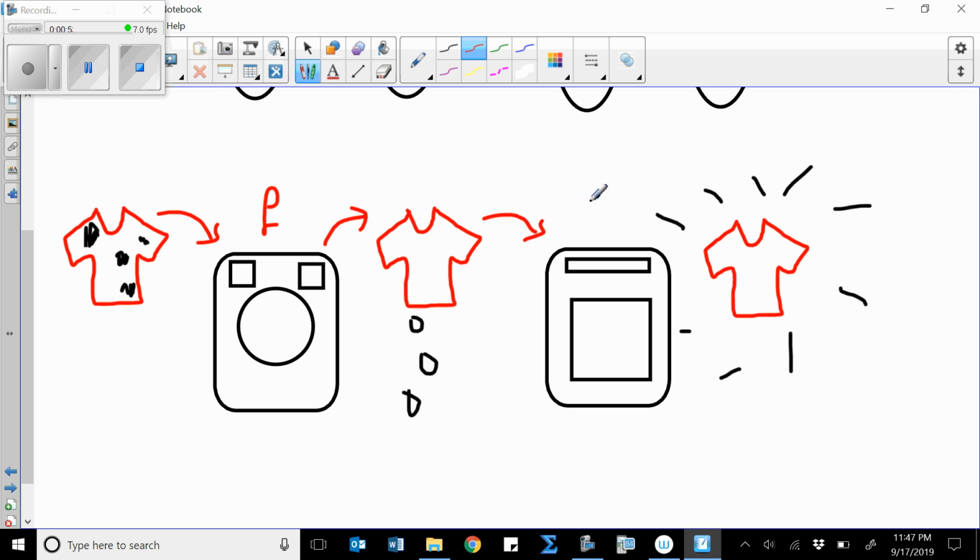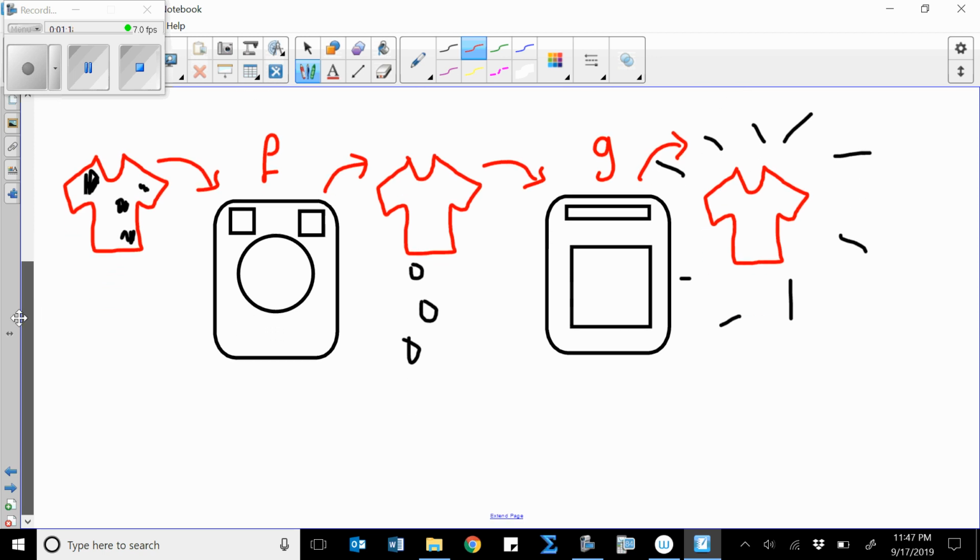Then the result of this function is going to be given to another function. Let's call this g, which is our dryer, and then this dryer is going to work on this input and give us the output, which is a dry and clean shirt. So the result of f was given to g here. So this is kind of composing function.